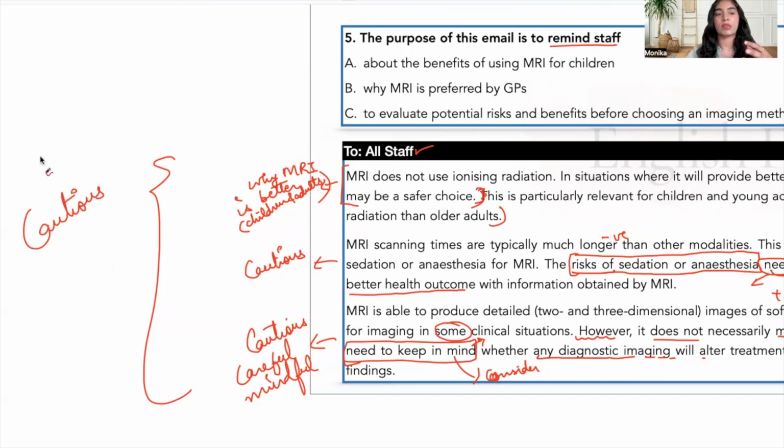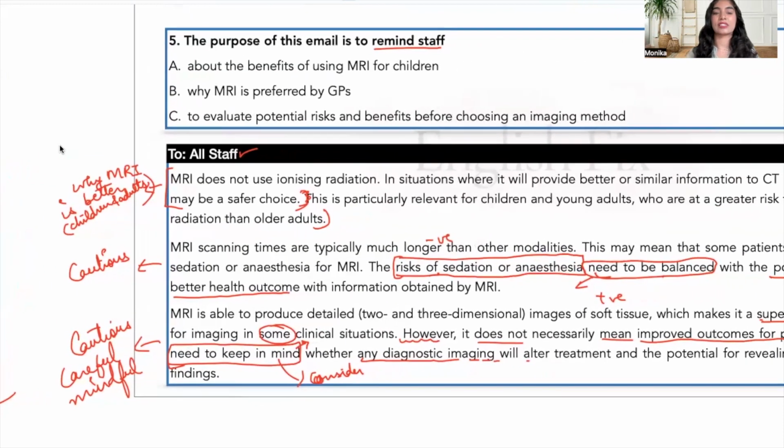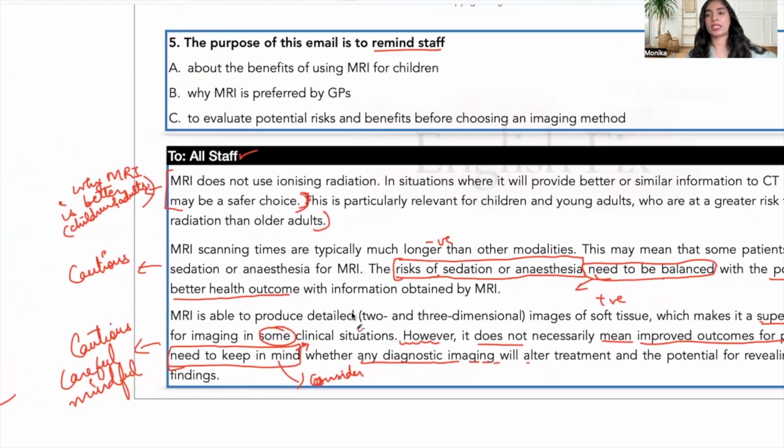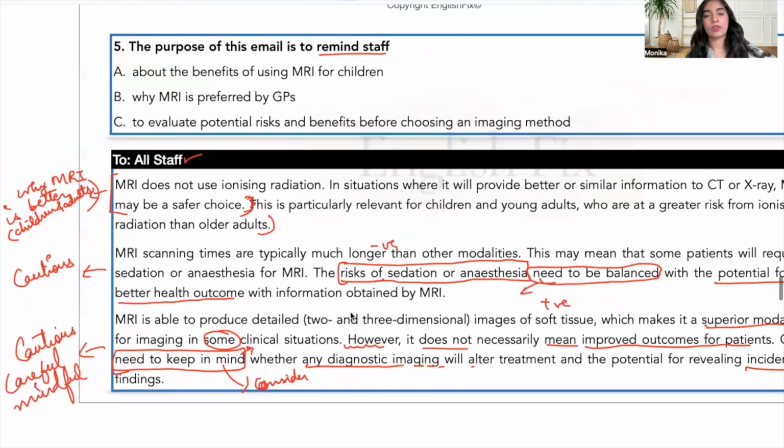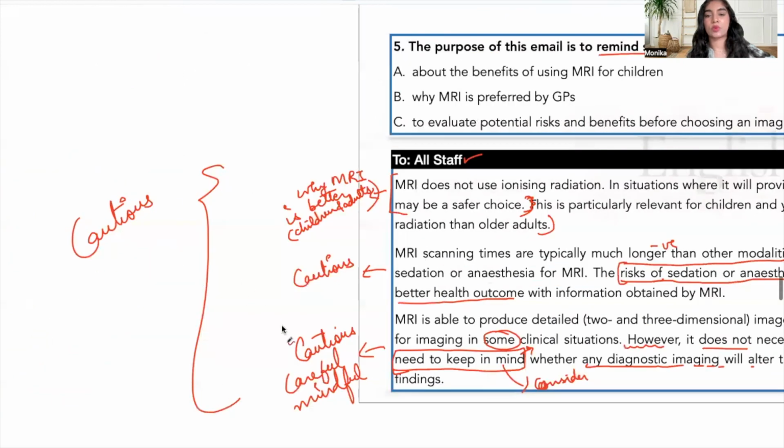Just because we have something positive does not mean it will give us the outcome that we want. So you always need to consider whether that particular MRI or imaging is actually going to be beneficial for the patient. Is it worth the risks? Is it really needed? Okay, so you need to check that. You need to be balancing that. Okay.